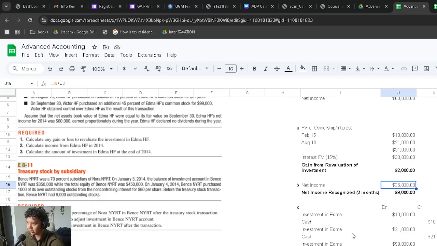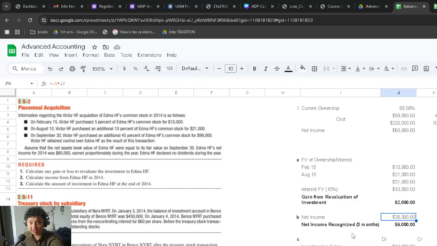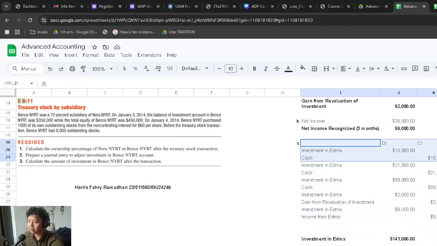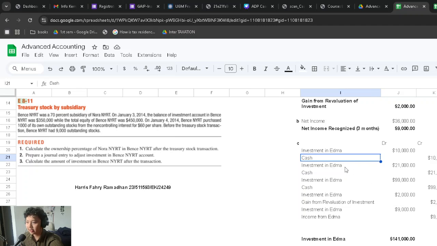So it's just adjusting the investment account. And so what I did here is I put a couple of journals. We have the journals of purchasing 5% of the company. This is investment and cash, right? The same thing for purchasing 15% of the company, investment in cash, and the same goes also to purchasing 45%.